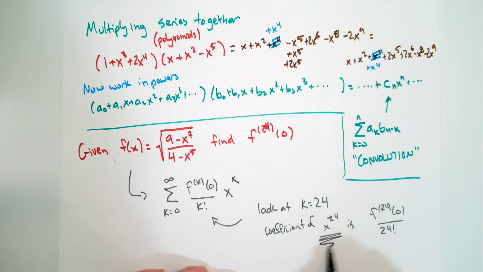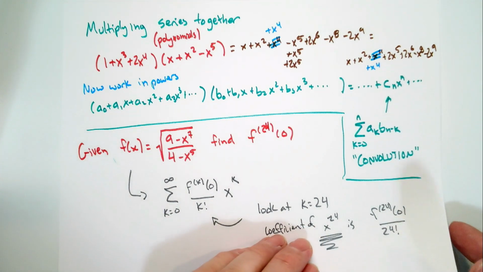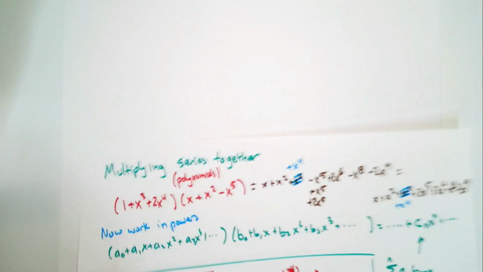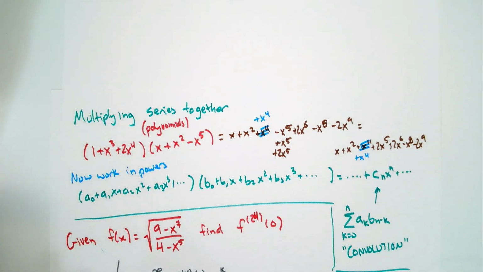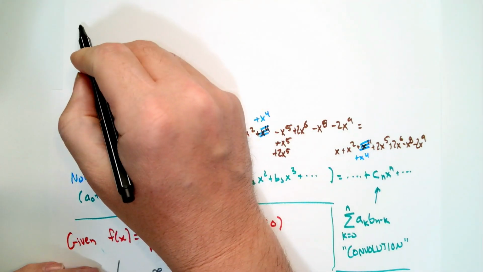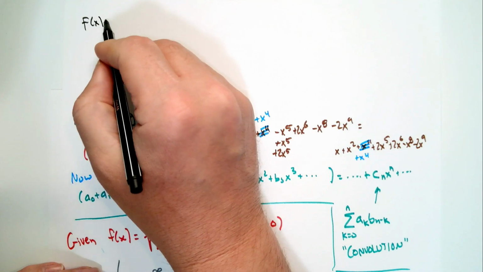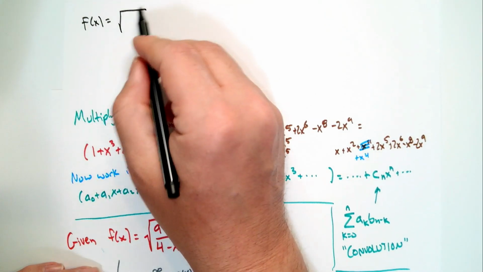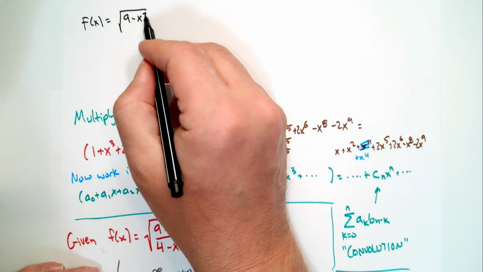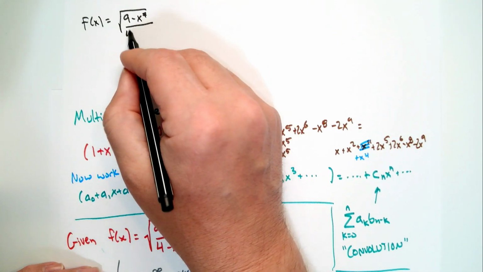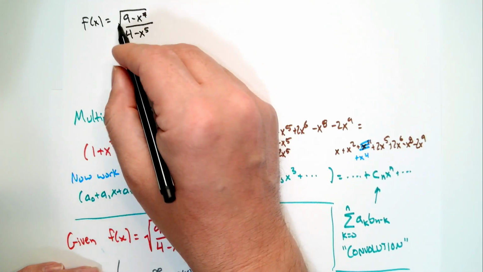So I am looking for x to the 24th. How do we do that? All right. So let's think about this. All right, let me transfer the function over here. So again, our function here is f of x is the square root of 9 minus x to the 7th. Divide that by 4 minus x to the 5th.